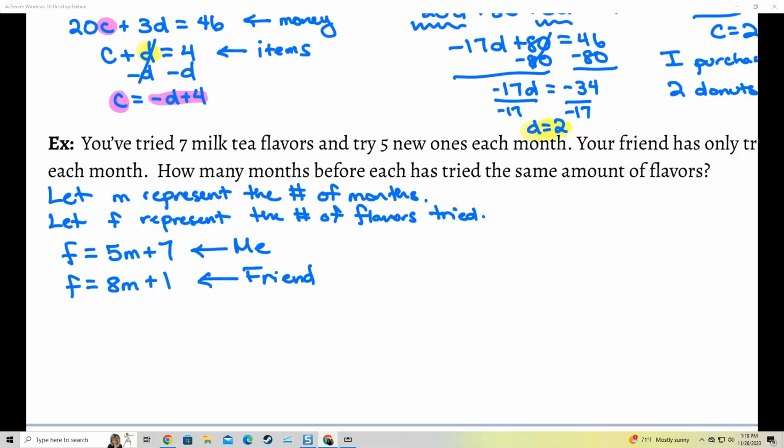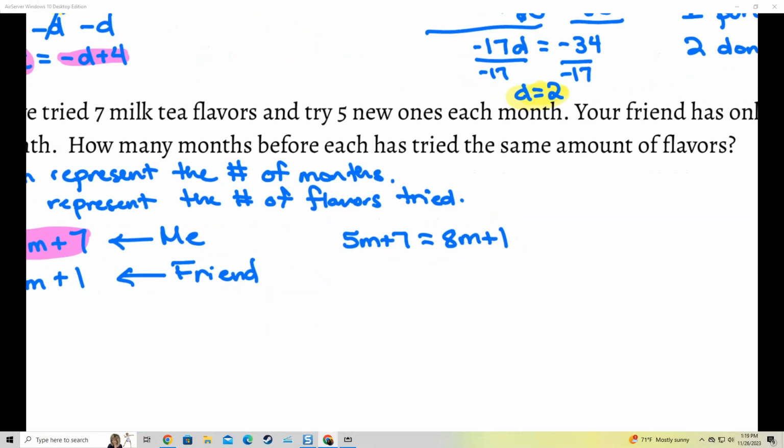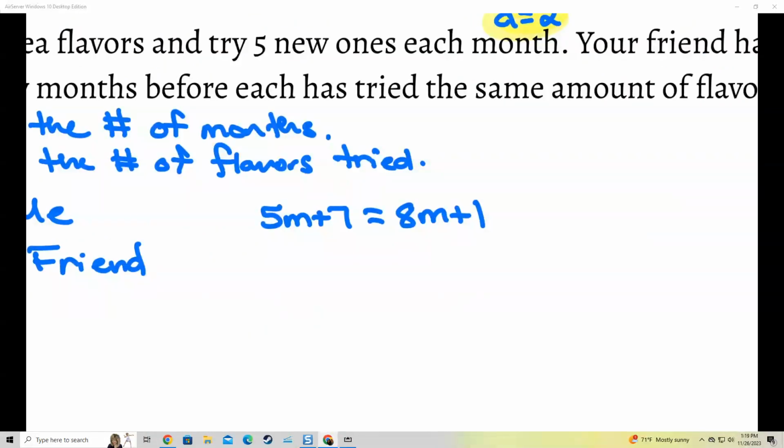Now that I have my two formulas set up, I can go ahead and start using substitution. I'm going to go ahead and highlight that I already have my f isolated. Anywhere I see an f on the other equation, I get to replace it with 5m plus 7. Well, here's my f. That f on the bottom, I'm going to write 5m plus 7 in its place. So let me go ahead and start doing that. So I write 5m plus 7 is equal to 8m plus 1. Looks like I can't combine like terms, but I do have a smaller m, so I'm going to get rid of the smaller m. I'm going to subtract 5m on each side.